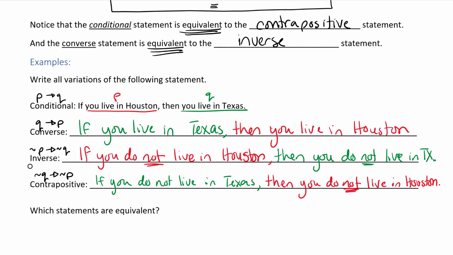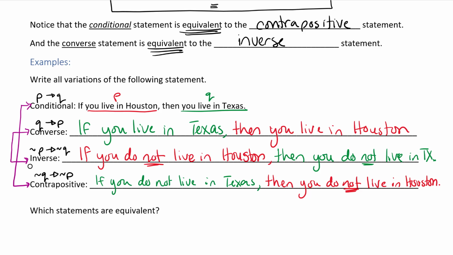Okay, so which of these statements are equivalent? It turns out that the conditional statement and the contrapositive have the same truth values, and the converse and the inverse have the same truth values. So let's go ahead and read those. The conditional, if you live in Houston, then you live in Texas. So that's a fairly valid statement, right? The last statement, contrapositive, if you do not live in Texas, then you do not live in Houston. So if you don't live in Texas, then you can't also live in Houston. Those two have the same truth values. So if it's going to be true, then the other one's going to also then be true.